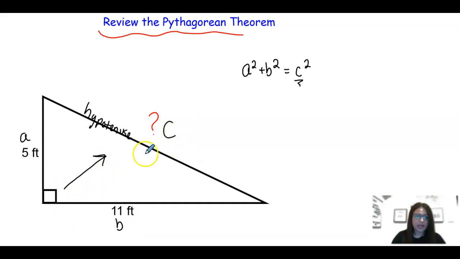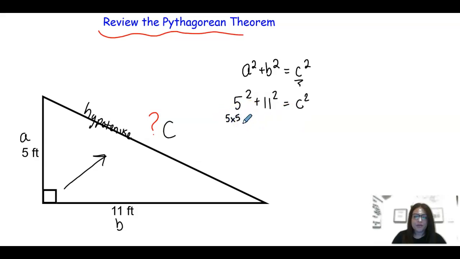All right, so now that we have these labeled right here, my goal is to find the missing side, which is the longest side in this case. So let's go ahead and use our formula by plugging in the values. So I'm going to go ahead and plug in a 5 for A, so 5 squared plus, and we're going to plug in an 11 for B. 11 squared equals C squared. We don't know that one, so I'm going to leave it as C. Let's go ahead and do our math.